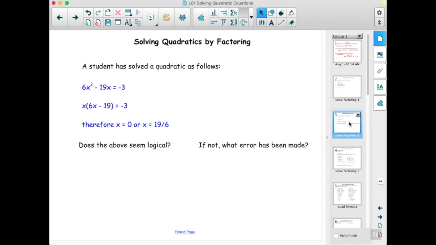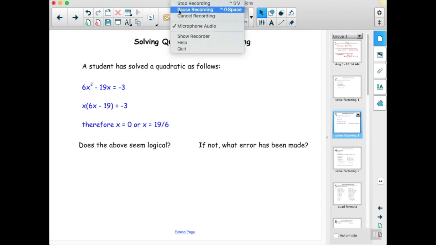All right, a student has solved a quadratic as follows. Do you agree with their work? Does it seem logical? If not, what error has been made? Again, I'm going to recommend that you pause the video, give this some thought, and then I will tell you what the answer is when I come back. So I'm going to pause as well so I can do some thinking.